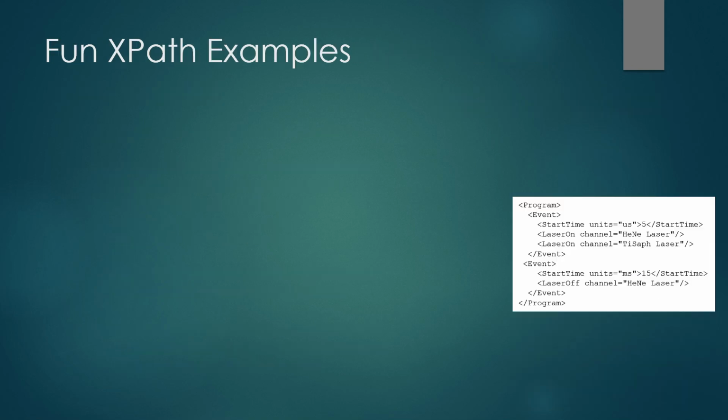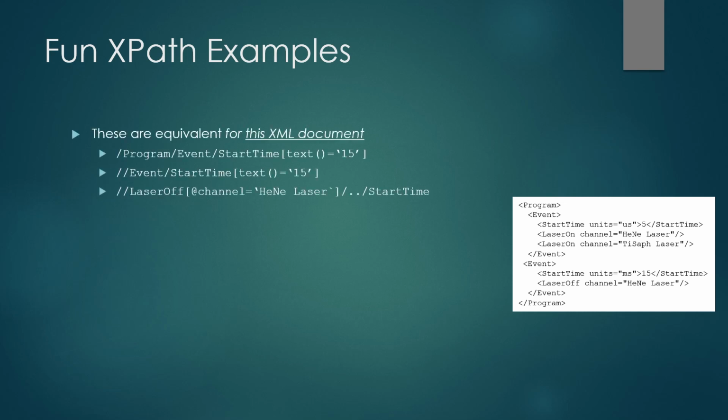Here's some fun XPath examples. So we got our friendly program again, and let's look at some examples that show some of these cool features. These three XPaths are exactly the same. They point to the same node, okay, which is the one that we've been looking at before, this 15. Okay, so we're just going to get to it in different ways. From the root, we look for program, then we refined it to both elements, then we refined that to both start times, then we looked into the content to say it's the one with 15. Cool, we know that one.